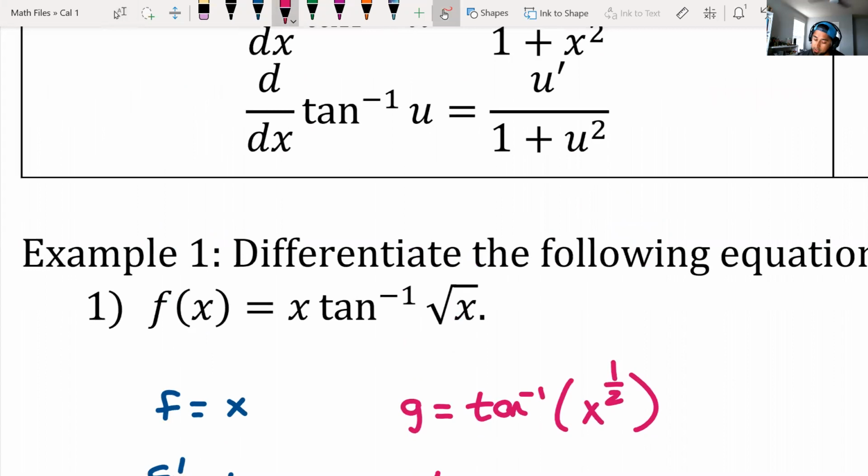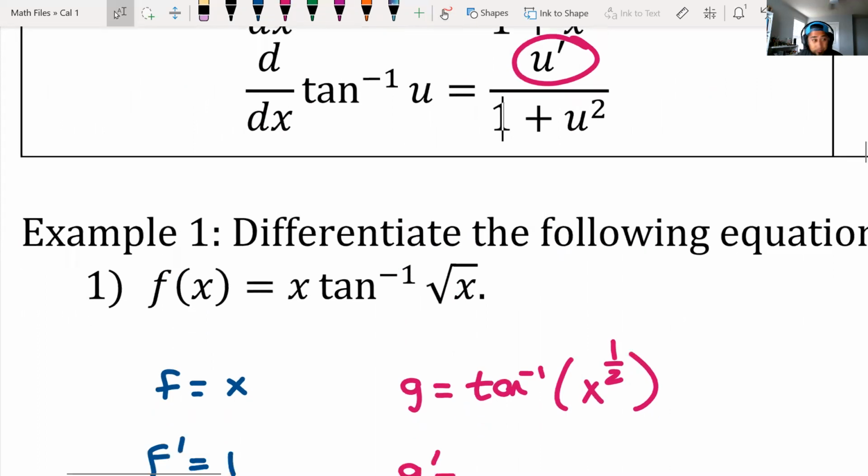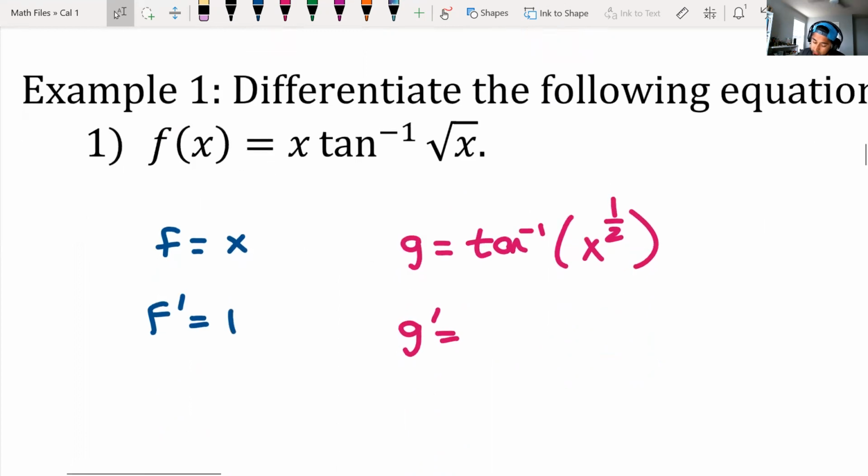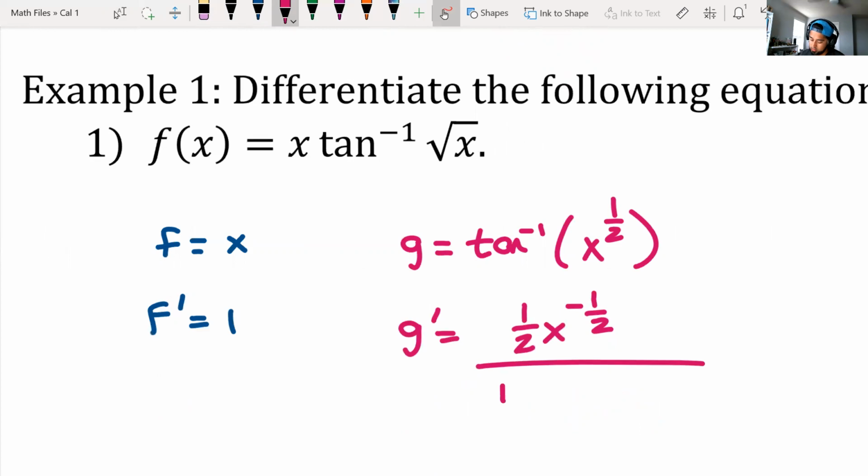So keeping it simple, it's derivative of the inside over 1 plus the inside squared. Okay. So we'll follow that. Let me see. I'll keep it up on that screen. There we go. So, like I said, derivative of the inside, which is 1/2 x to the negative 1/2 over 1 plus the inside squared.